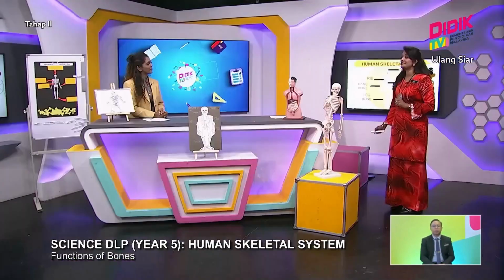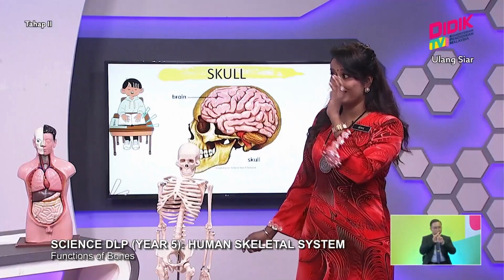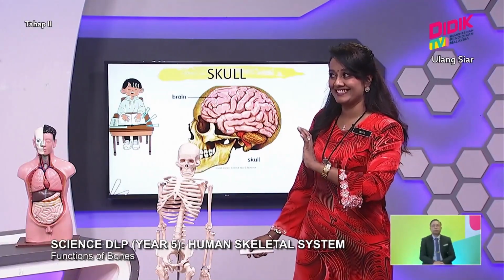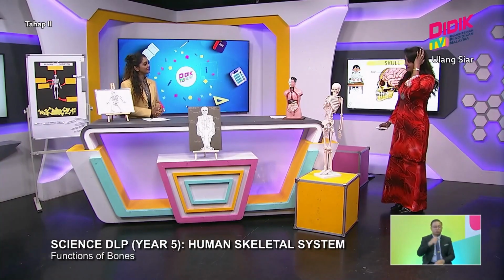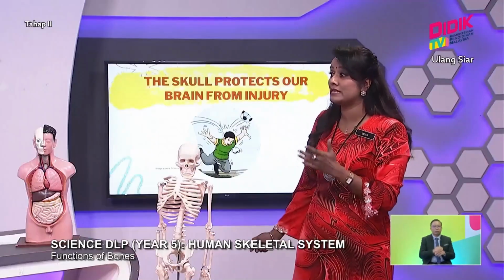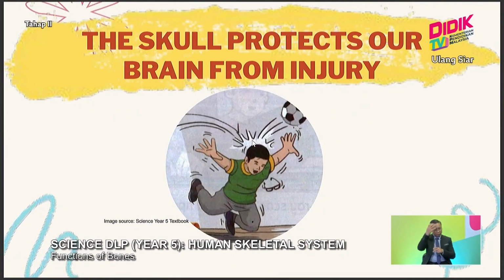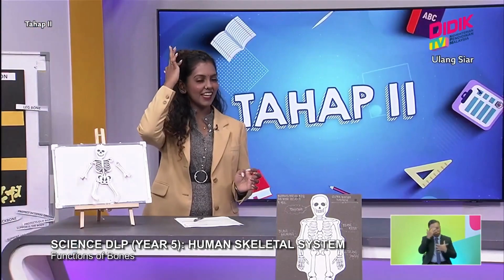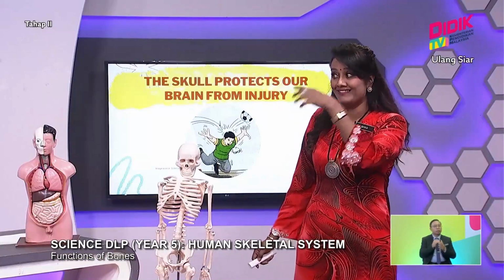Yes, teacher, please. Okay, let's have a look at the first thing, the skull. Do you know where the skull is? The skull is on my head. Okay, the skull is here. It protects our brain from injury. When you touch the skull, you can knock or press it to see how it feels. Is it soft? It's very hard. Yes, very hard, so that it can protect our head.